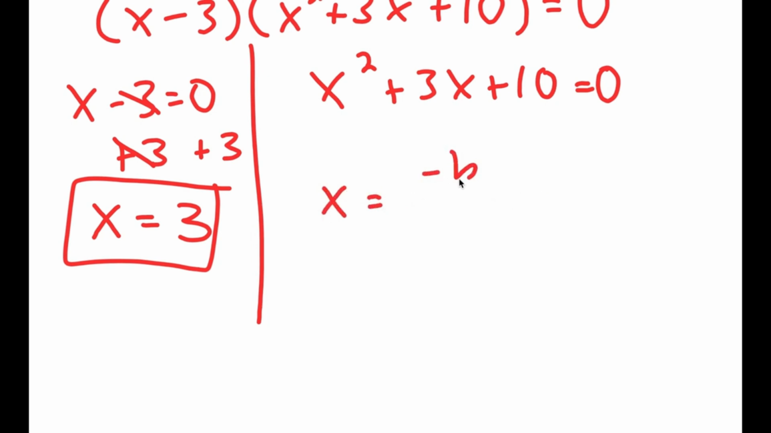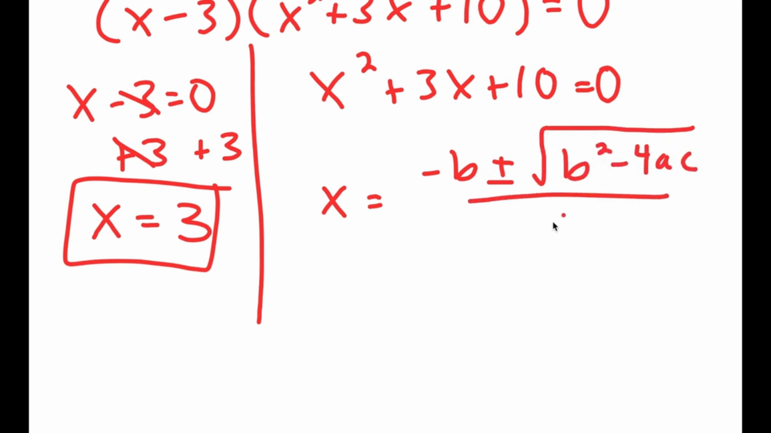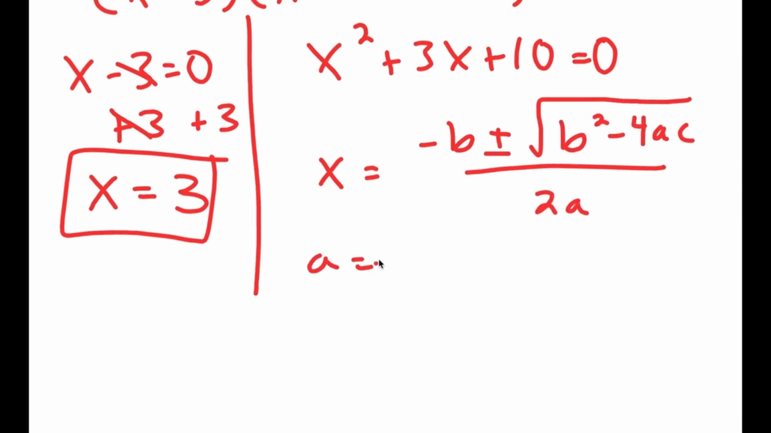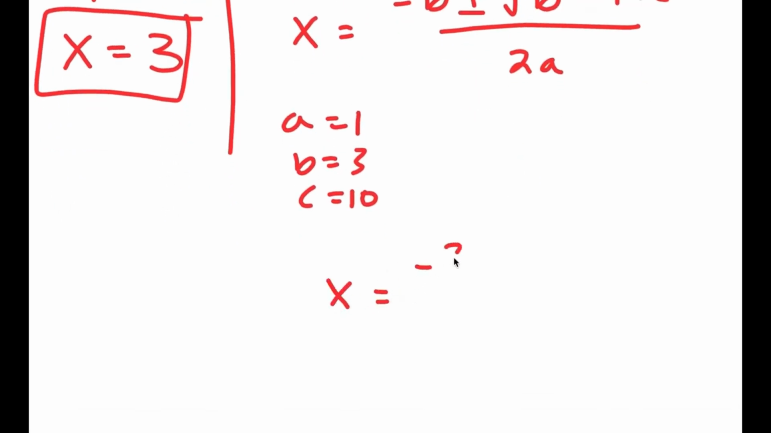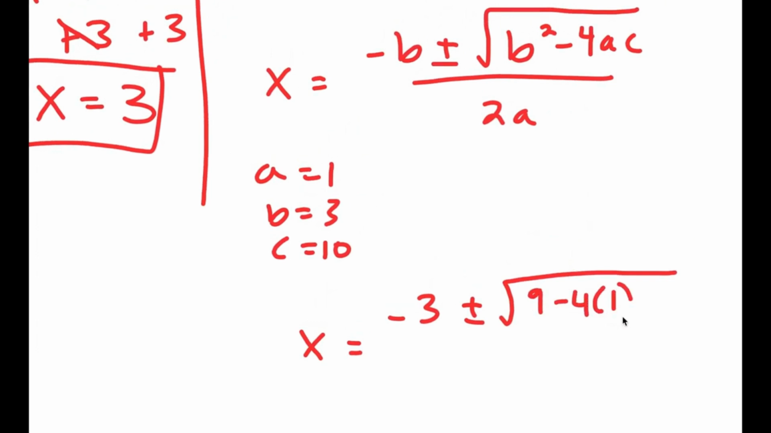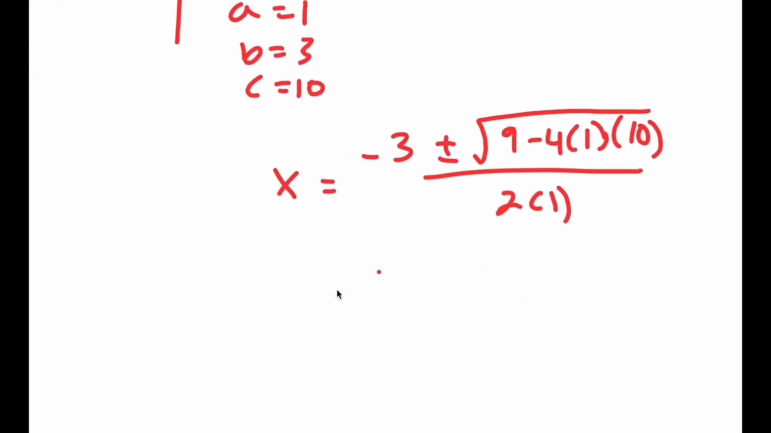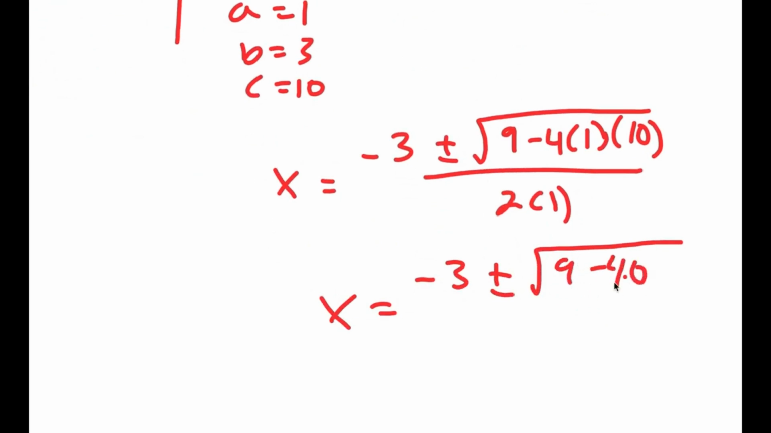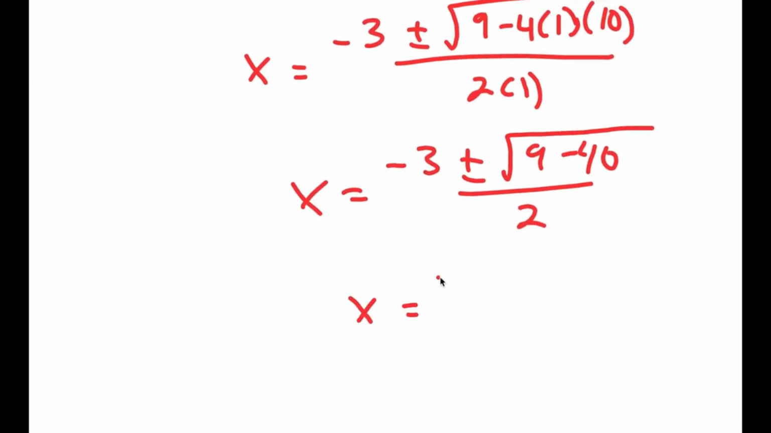So recall that the quadratic formula is negative b plus or minus the square root of b squared minus 4ac all over 2a. So in this case, a is 1, b is 3, and c is 10. So I get x is equal to negative 3 plus or minus the square root of b squared, which is 3 squared, which is 9, minus 4 times a, which is 1, times c, which is 10, all over 2a, so 2 times 1. And now this is equal to negative 3 plus or minus the square root of 9 minus 40 over 2, which is equal to negative 3 plus or minus the square root of negative 31 over 2.